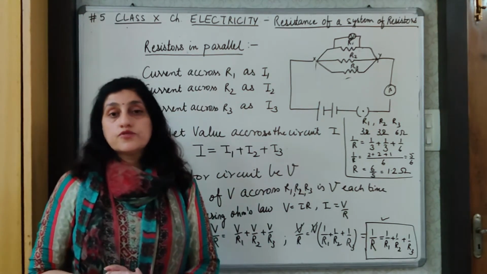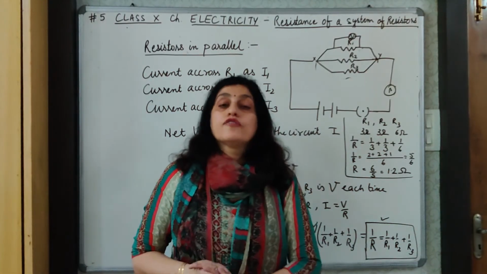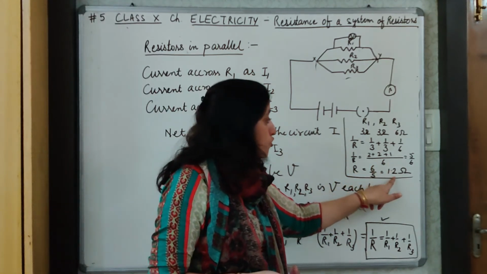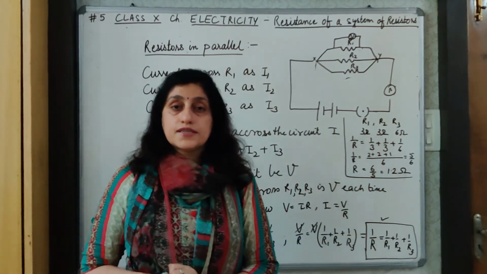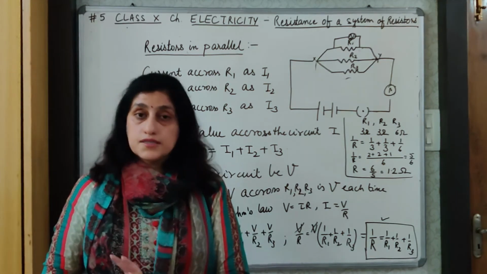One observation which we can make from here is that the net resistance of resistances connected in parallel is always smaller than the smallest resistance. Remember, this is always smaller than the smallest resistance.